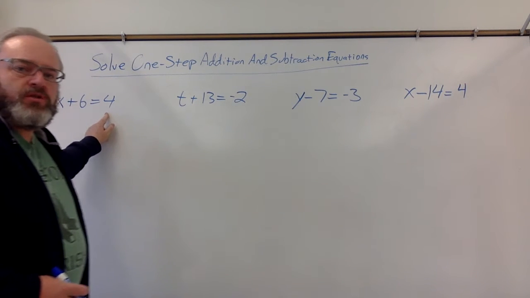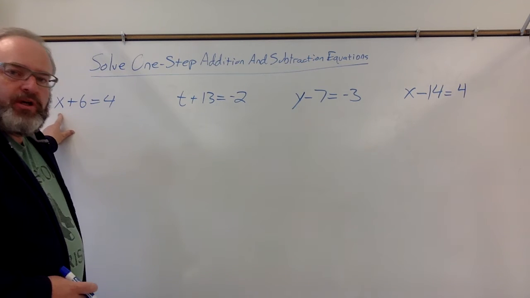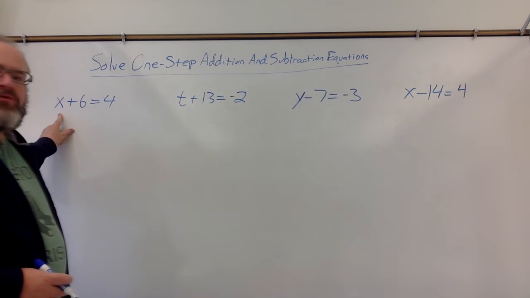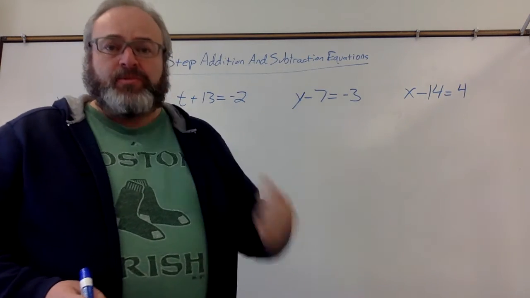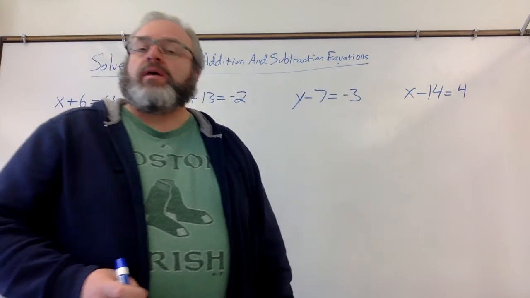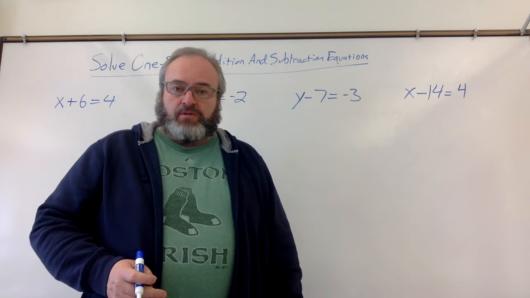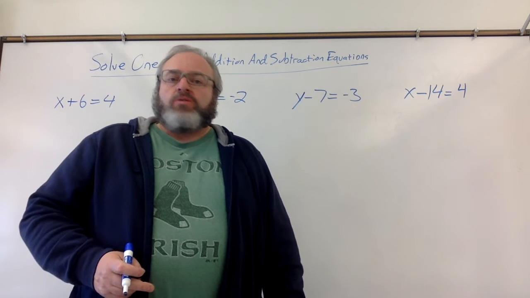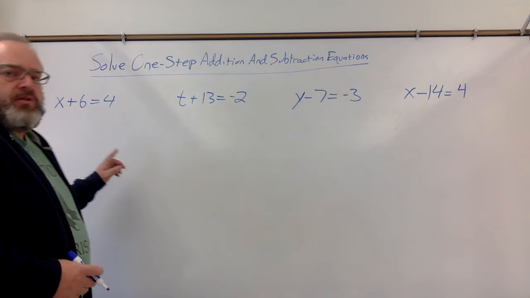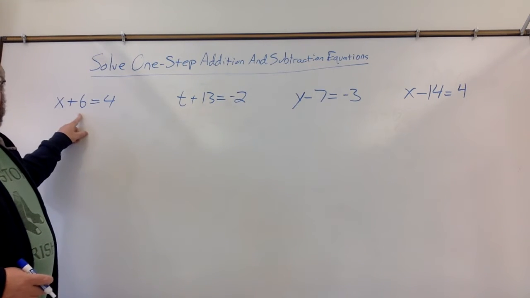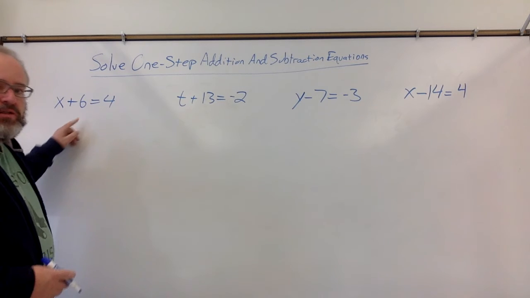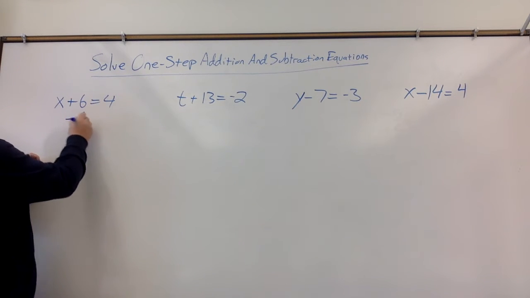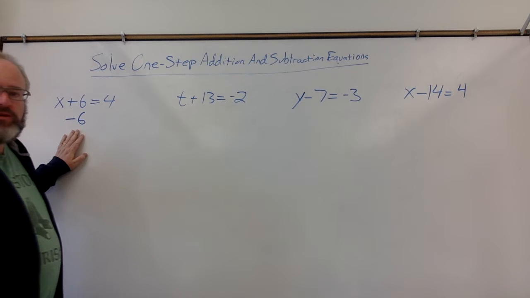Anytime we're solving an equation, we are trying to get the variable all by itself. And we have to follow a rule that says whatever you do to one side of an equation is perfectly fine, as long as you also do it to the other side of the equation. So if we want the plus 6 to cancel out, we've got to do the opposite of adding 6. What's the opposite of adding 6? Subtracting 6. So I'm going to write right underneath it, subtract 6.